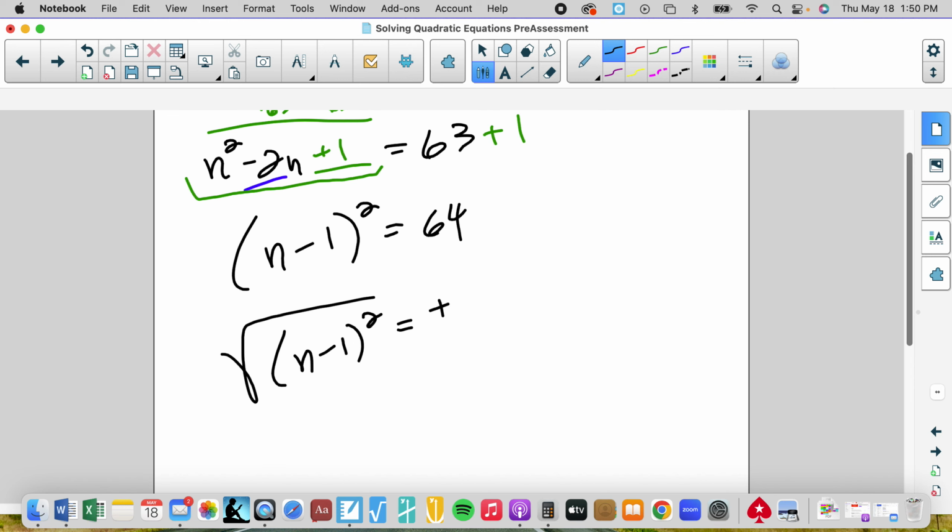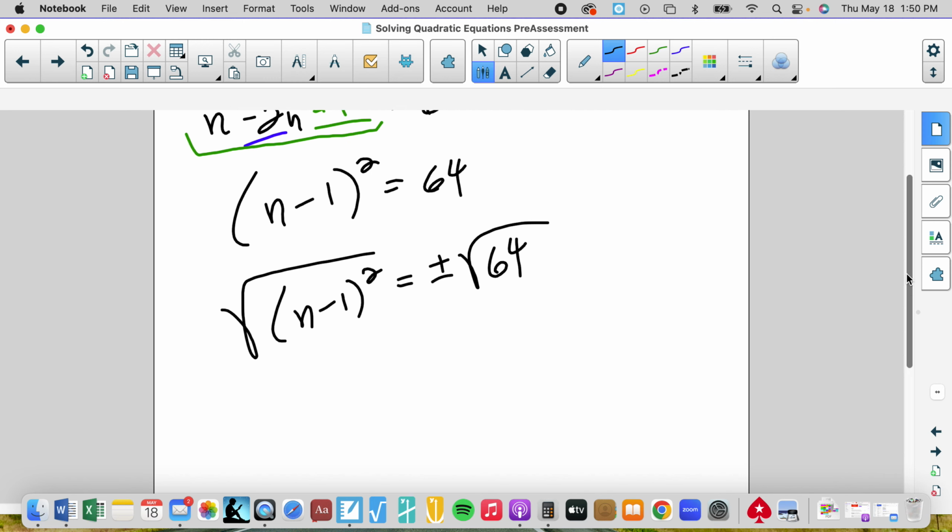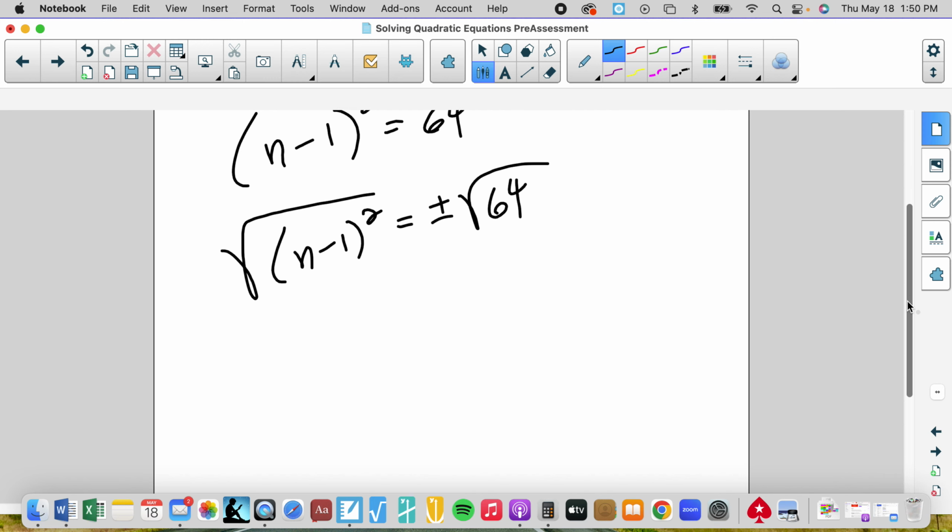I'm going to take the square root, and whenever I take the square root of a variable squared, I'm going to do plus or minus. These cancel. The square cancels with the square root. Leaves me with n minus 1 equals plus or minus 8.